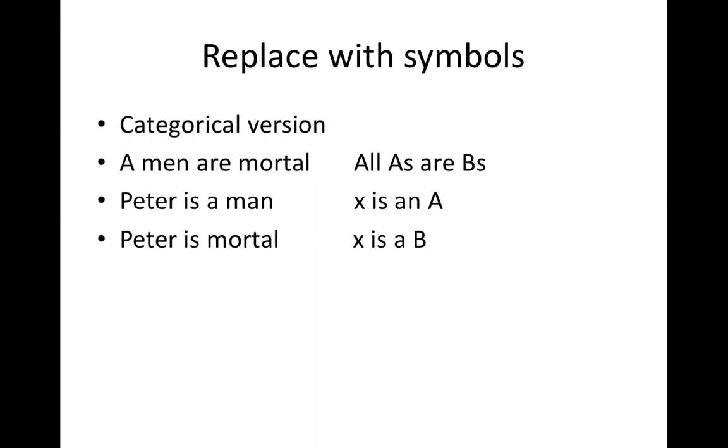So all men are mortal: all A's are B's. Peter is a man: X is an A. Remember that man is A, so a man is A. Peter is mortal: X is a B. So in symbolic form: all A's are B's, X is an A, X is a B.